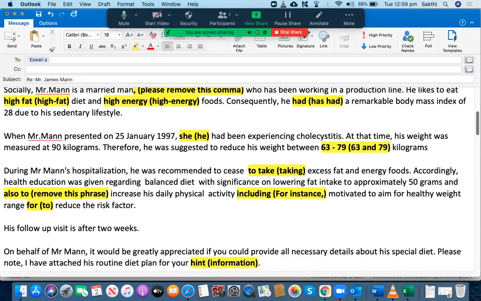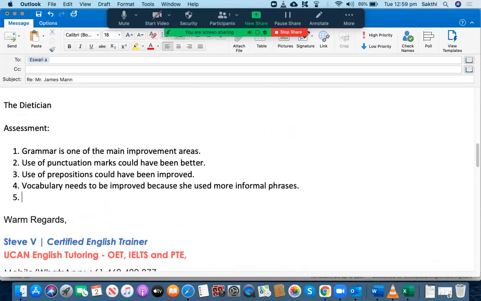What else? Don't use the symbols in your writing. Do not use symbols such as the hyphen. For example, instead of writing two, do not use hyphen in between. For example, 63 hyphen 79 is not correct. You have to write 63 and then 2 and then 79.